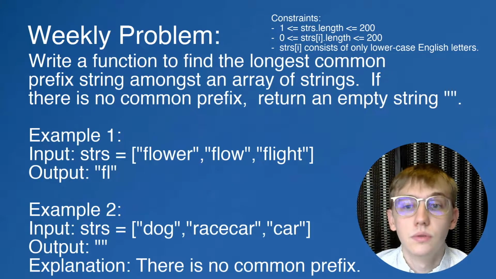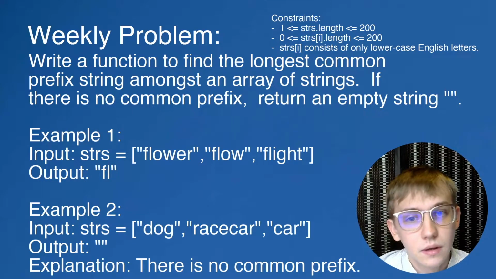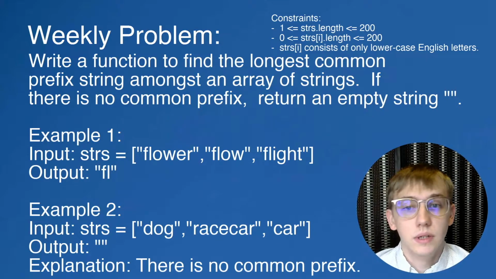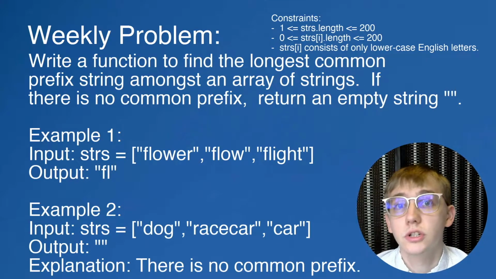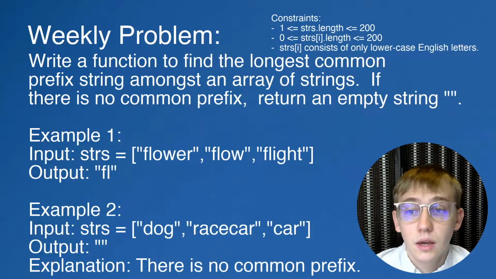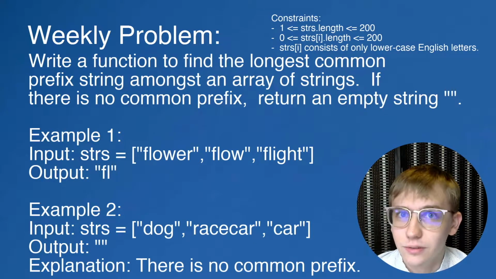Example 2 would be strs equals dog, racecar, car. There's a common ending, which is "car", but no common prefix, so we would just return an empty string, which is just two quotes, and that's just about it. Let's get into the code.